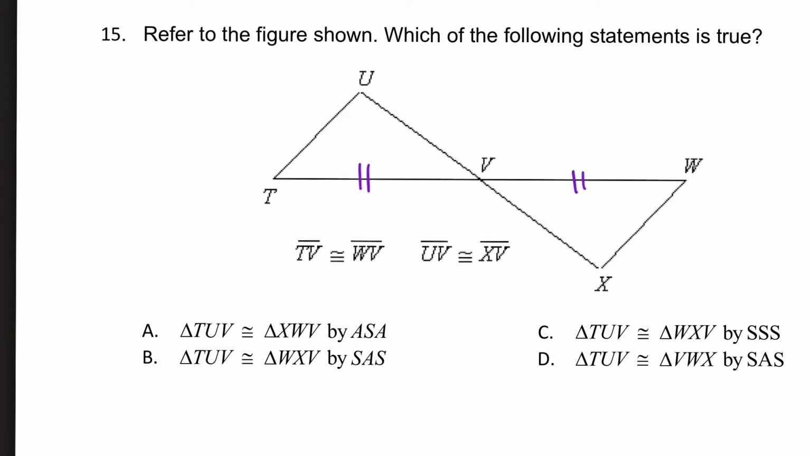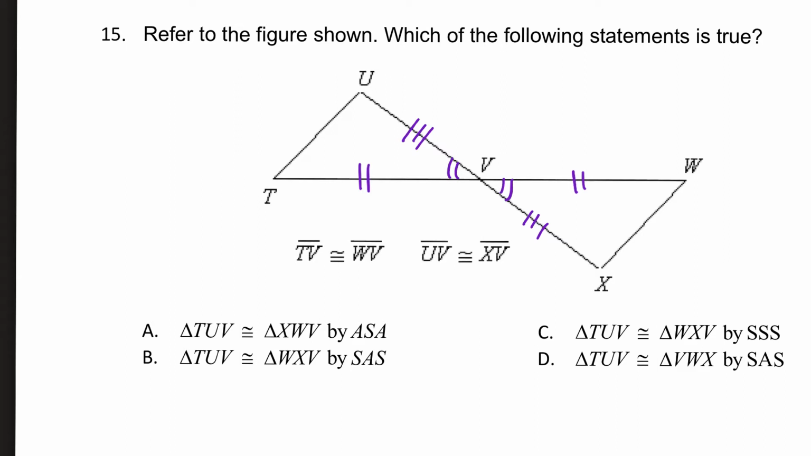Also, segment UV, I'll use 3 for that one, is congruent to segment XV. Perfect. That's great. And once again, I identified this as a bow tie problem, which is just two triangles that have a vertical angle that is congruent between the two of them. So that would be both sides of point V, or if you wanted to say it correctly, something like UVT is congruent to XVW.